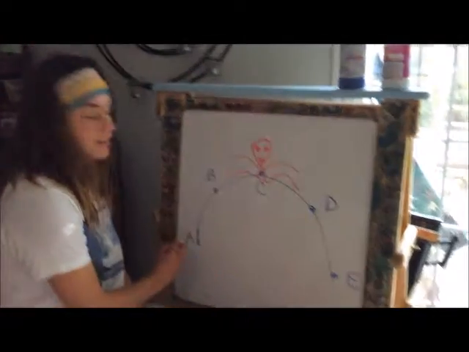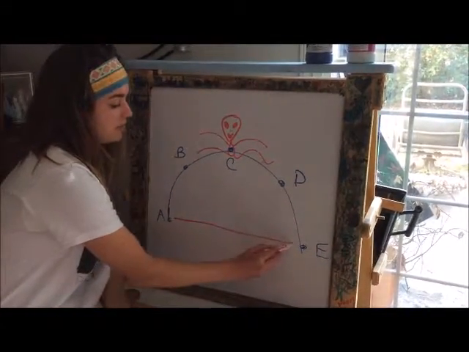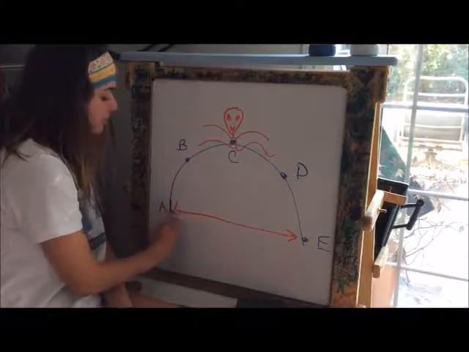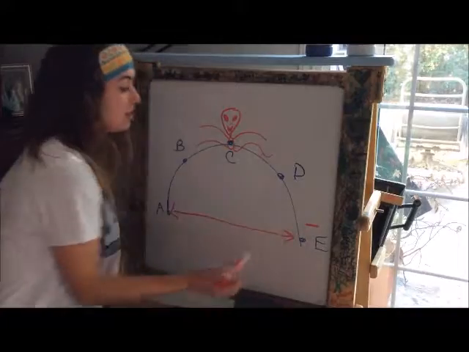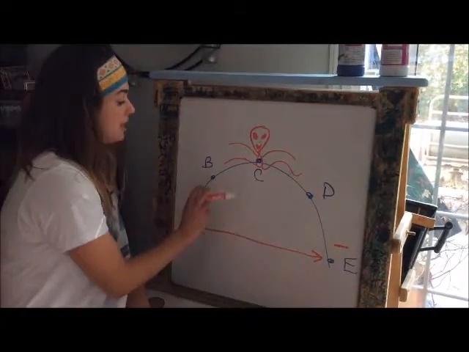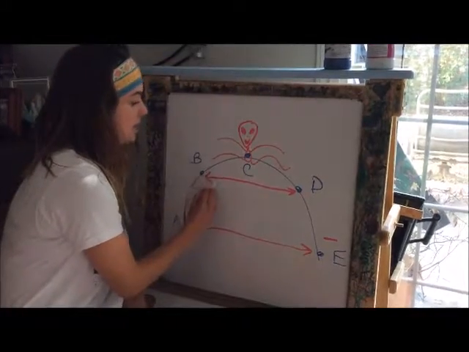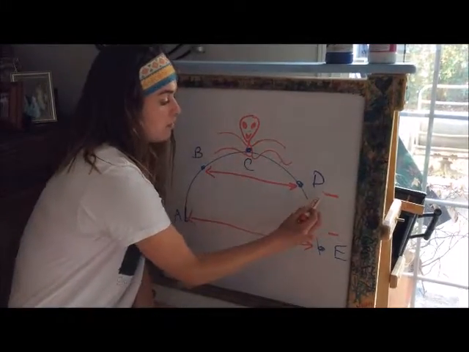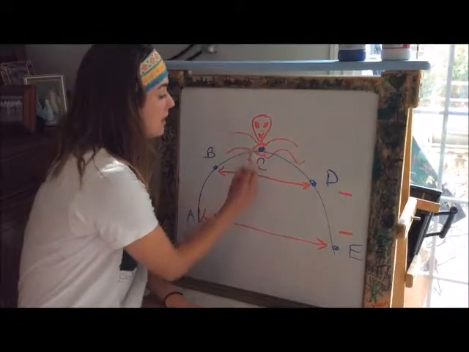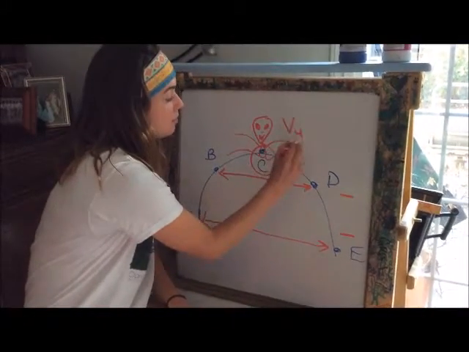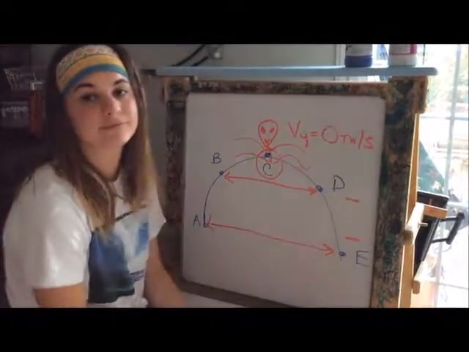The velocity in the y direction at point A is going to be an equal value to the velocity in the y direction at point E. However, the velocity at point E is going to be negative. The velocity in the y at point B is going to be the same value as it is at point D, except it will also be negative at point D because Stuart will be traveling downwards. At point C, velocity in the y will equal 0 meters per second.